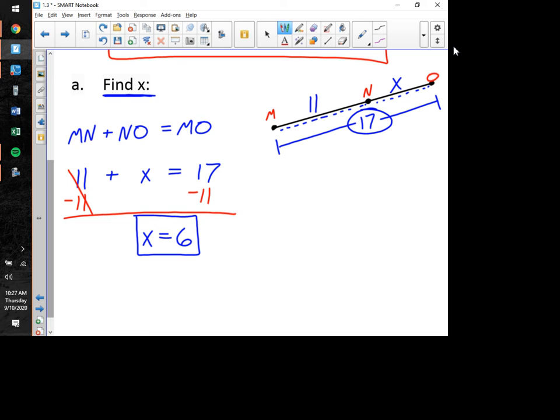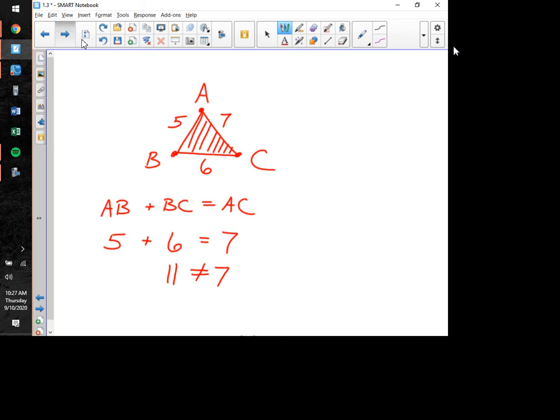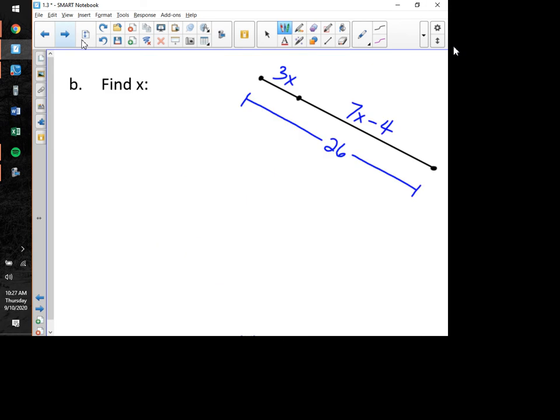Okay, so that was one easy example that I think a lot of you were able to do in your heads, but right here, not so. Though, it's the exact same concept. We've got 3 collinear points here, here, and here. And if you have 3 collinear points, then the segment addition postulate applies. Little segment plus little segment equals big segment.